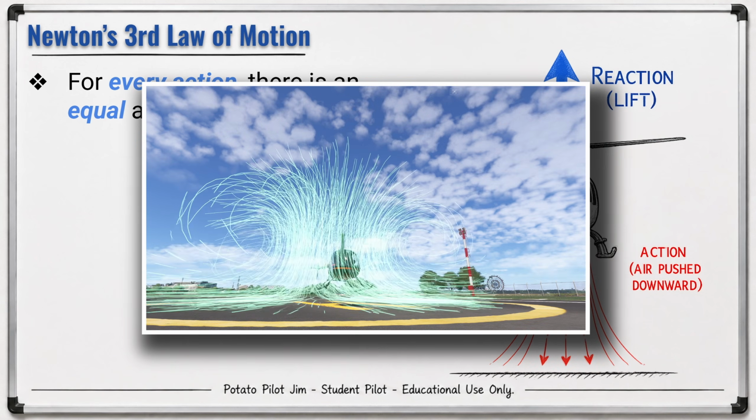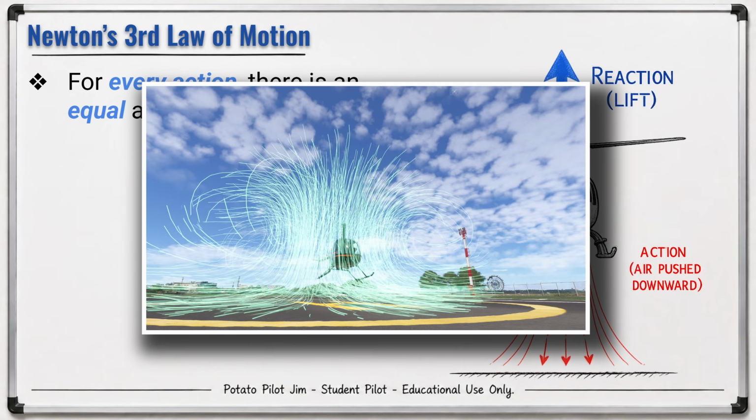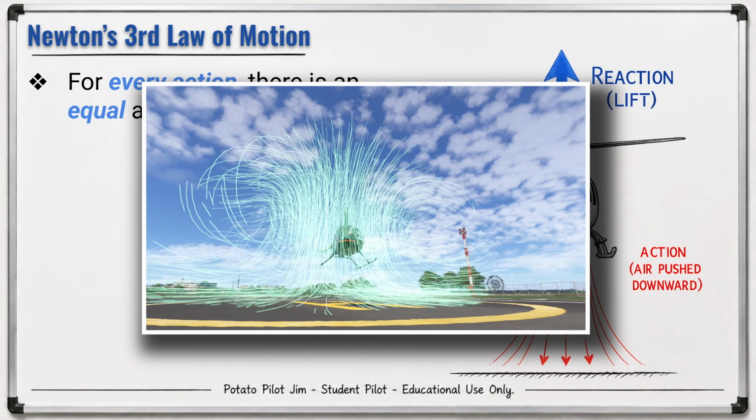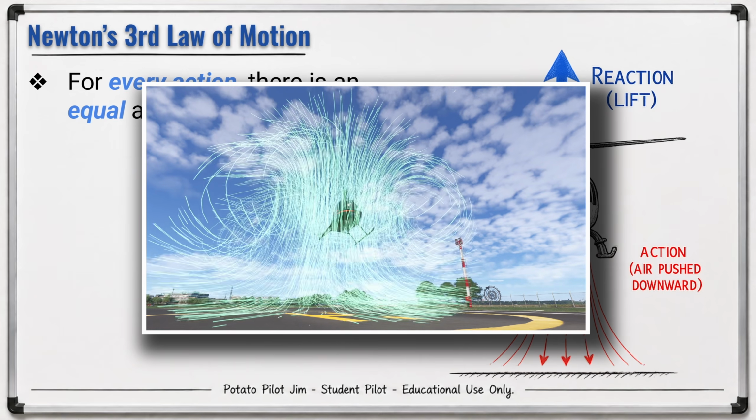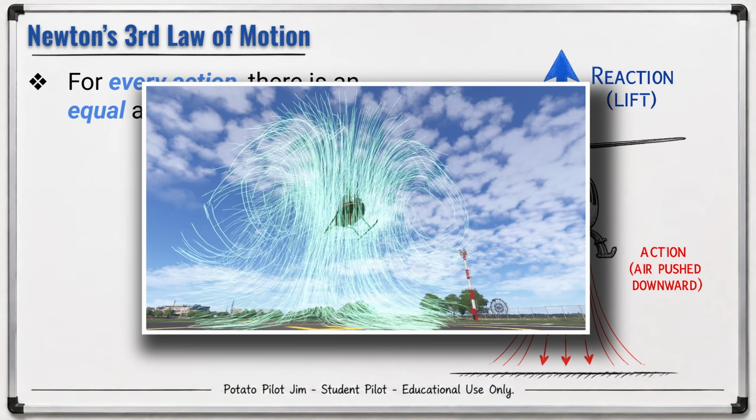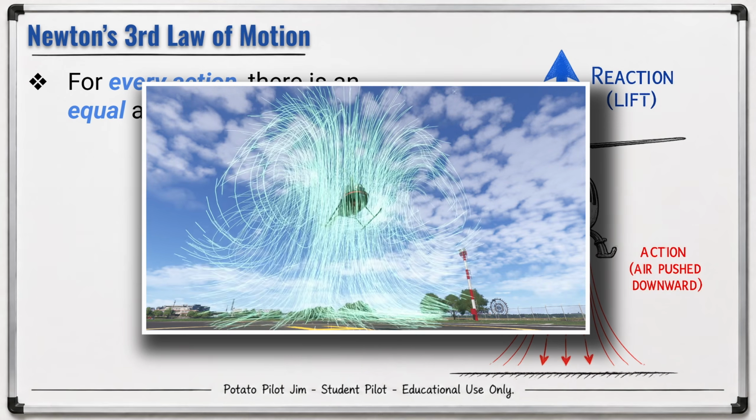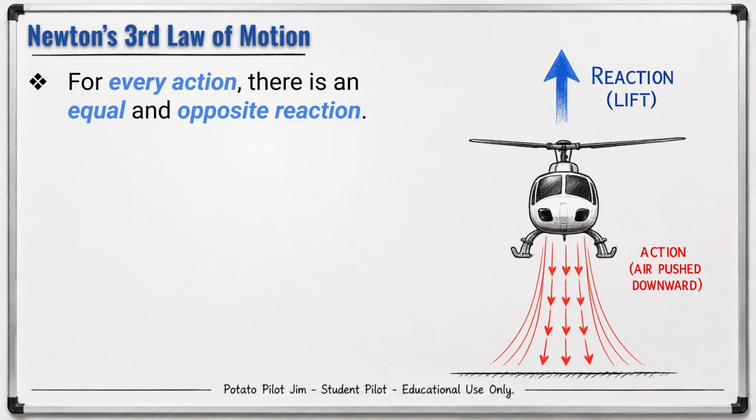As we watch this demonstration, notice how the rotor system is continuously accelerating downward. The more effectively we push air down, the more lift we create. Now, Newton's third law explains part of the story, but it doesn't fully explain why the rotor blade is so effective at moving the air in the first place. For that, we need to talk about airflow and pressure.